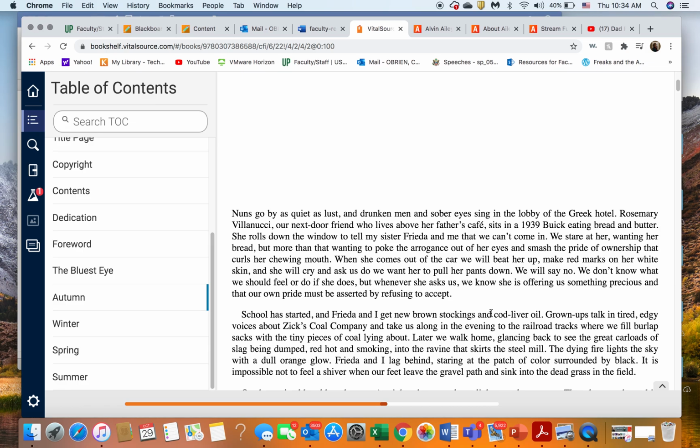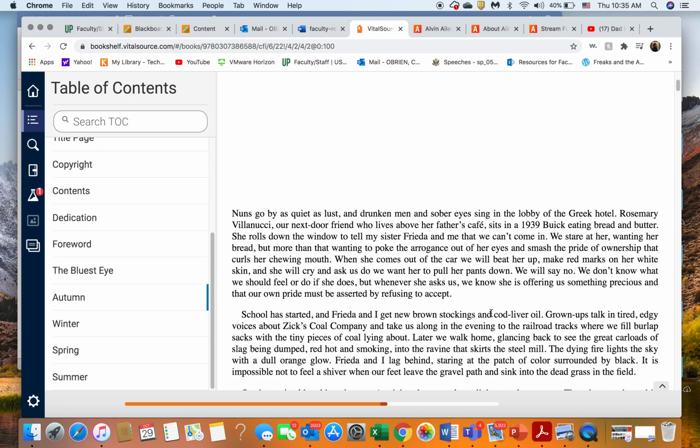So we might expect to see a line like, the nuns shuffled along like penguins. That would be an example of a cliche. Instead, Morrison tells us the nuns go by as quiet as lust. And you'll notice the assonance between nuns and lust, the similarity in vowel sounds, which both sound very quiet as well.